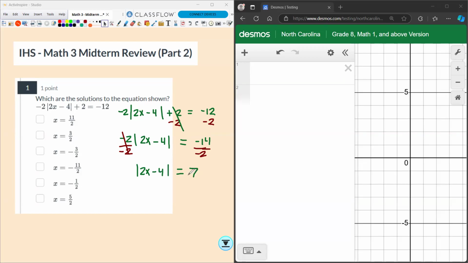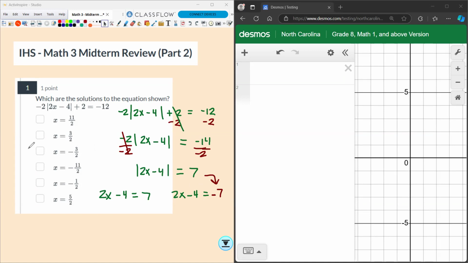7. Once you have it in this form, you're going to write two equations. One without the absolute value bars and nothing else changed. So we have 2x minus 4 equals 7. And the other one is going to be the same thing, but we're going to make that 7 negative. So anytime you have an absolute value equation, this will be a negative on that second one.